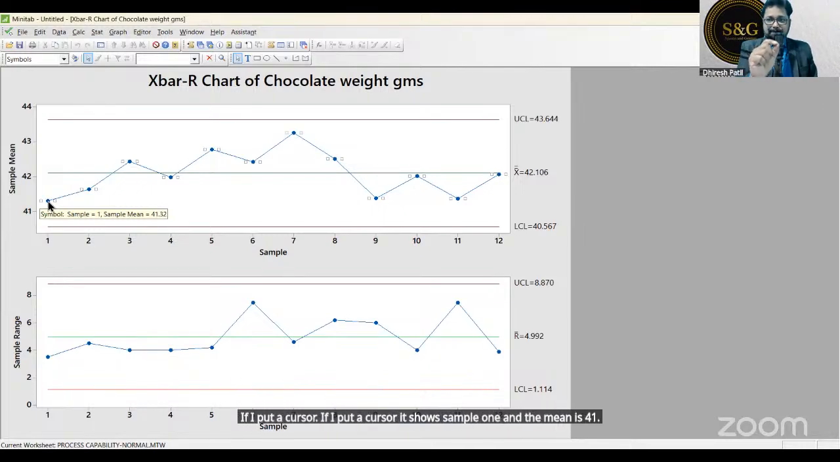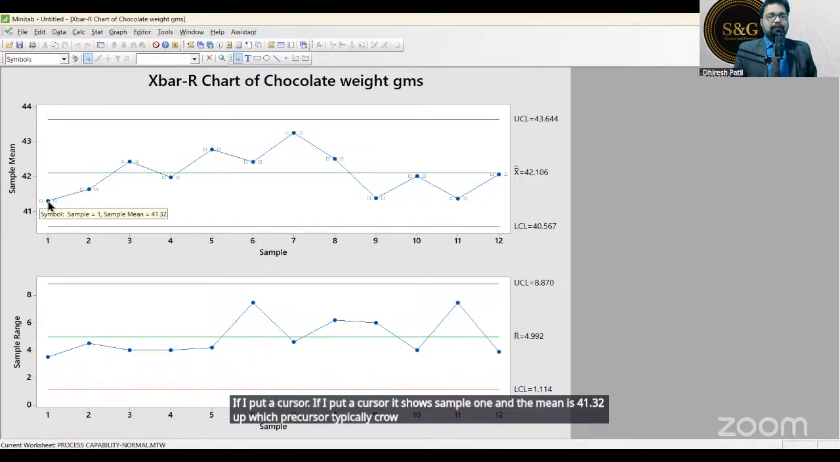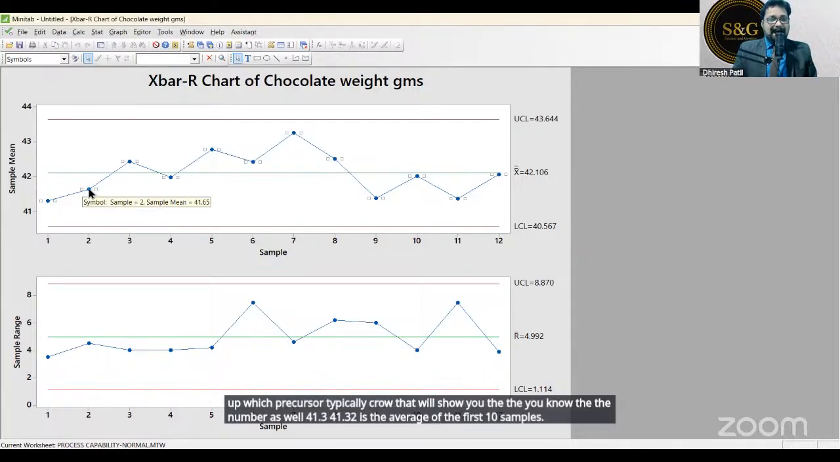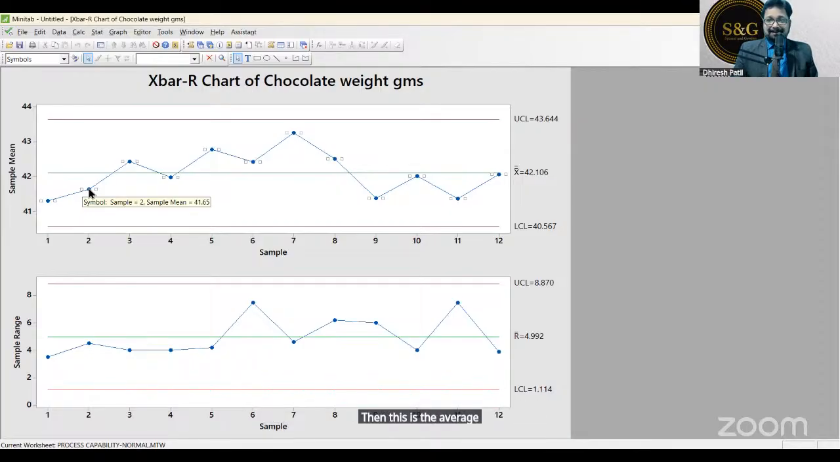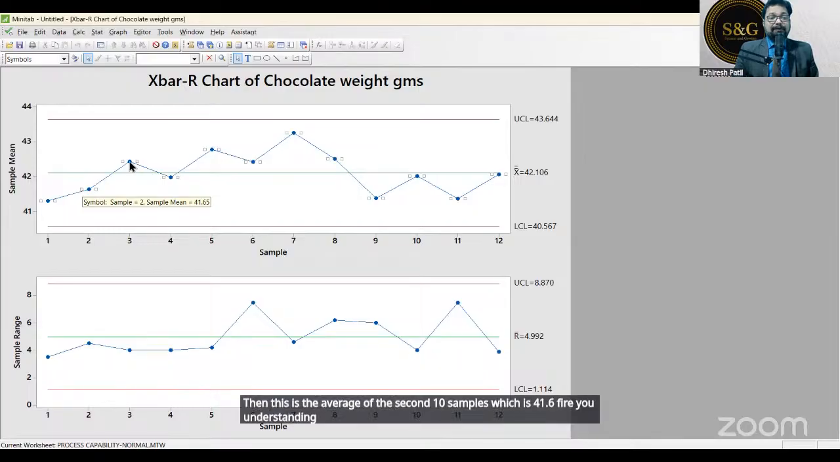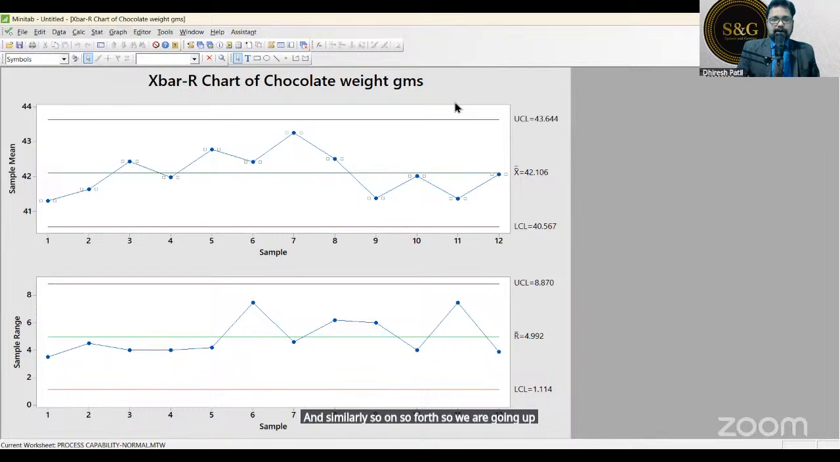Click on the point with the cursor, and that will show you the number as well. 41.32 is the average of the first 10 samples. Then this is the average of the second 10 samples, which is 41.65. Average of the third 10 samples, which is 42.44. Average of the fourth sample, and similarly so on and so forth. So we are going up and down. This is the mean of that.